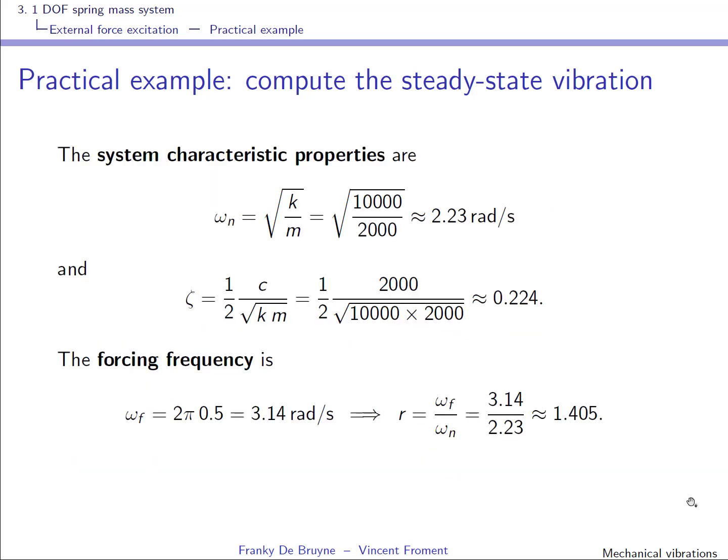Well, since we have the values of k, m, and the damping coefficient c, we can compute the natural frequency omega n and the damping ratio zeta, and we can see here that in view of the damping ratio, our system is lightly damped. We know the forcing frequency expressed here in hertz, so we have to bring that back to something expressed in radians per second, and we can now compute the normalized frequency, which is approximately 1.4.